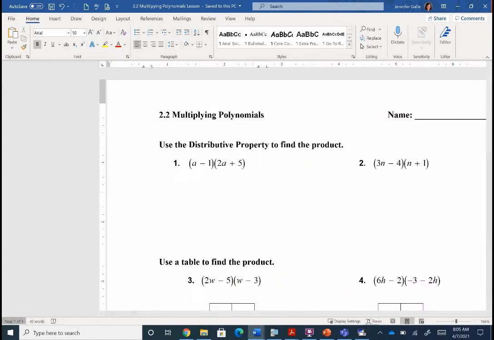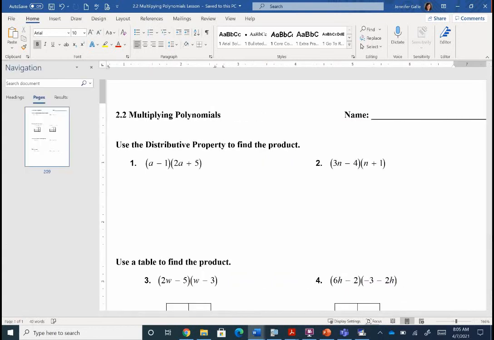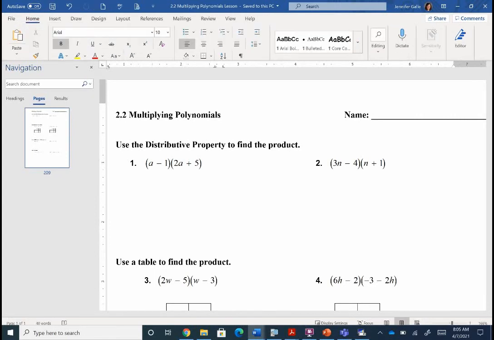Of our polynomial unit today, and we are going to be multiplying polynomials today. Yesterday we did some adding and subtracting. Today we're going to be multiplying those polynomials.